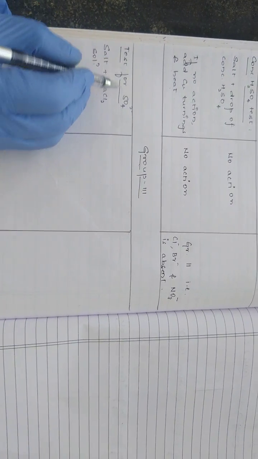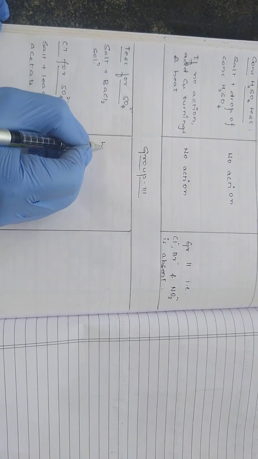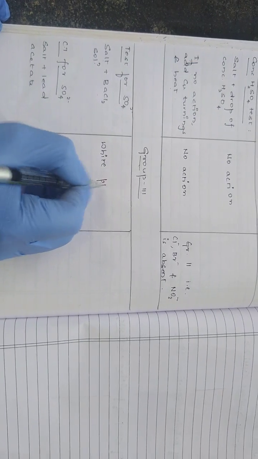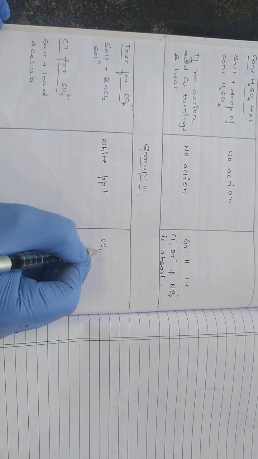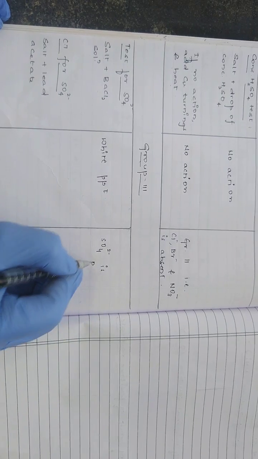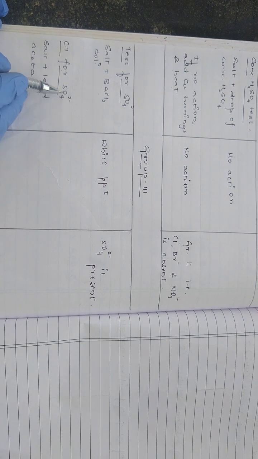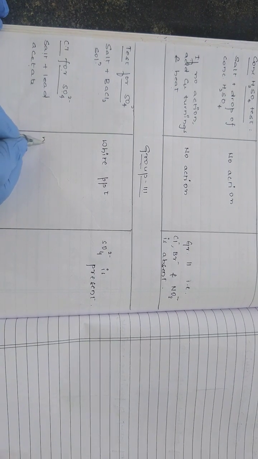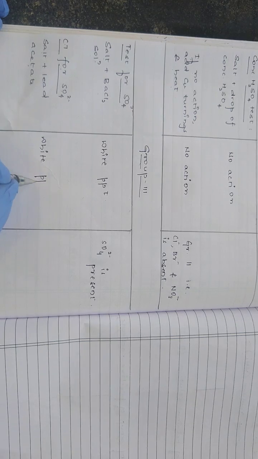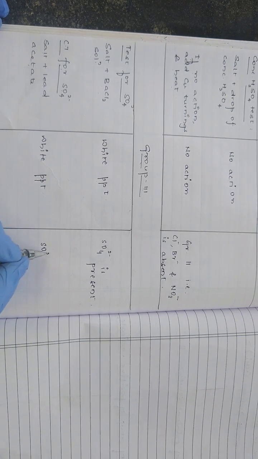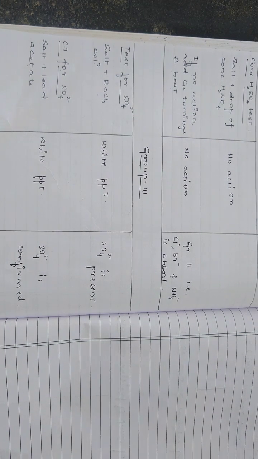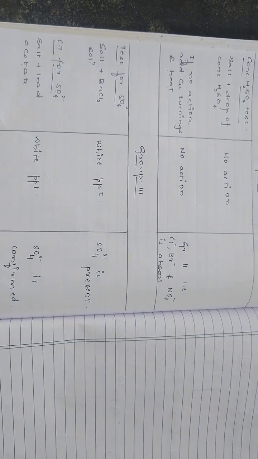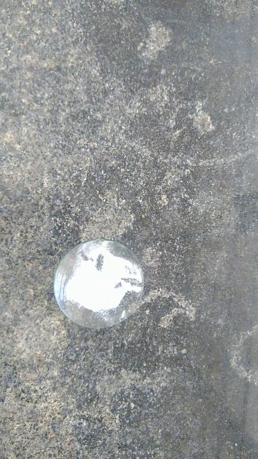So group 3 test for sulfate, salt plus barium chloride solution, we are getting white precipitate. So the inference is sulfate is present. Then we went for the confirmatory test for sulfate, salt plus lead acetate, we got white precipitate. So sulfate is confirmed. So whatever salt sample has been given in today's experiment, it contains the acid radical sulfate. So already we have detected the acid radical.